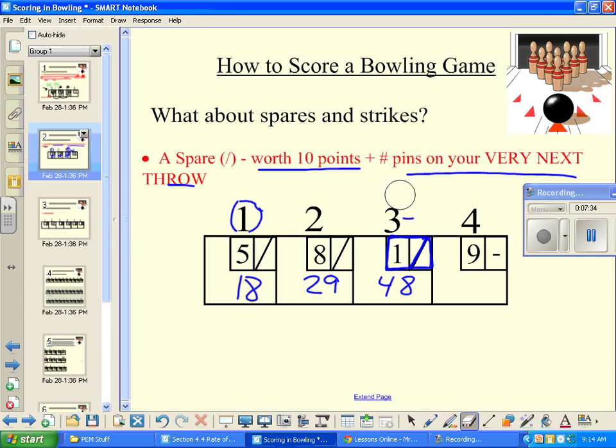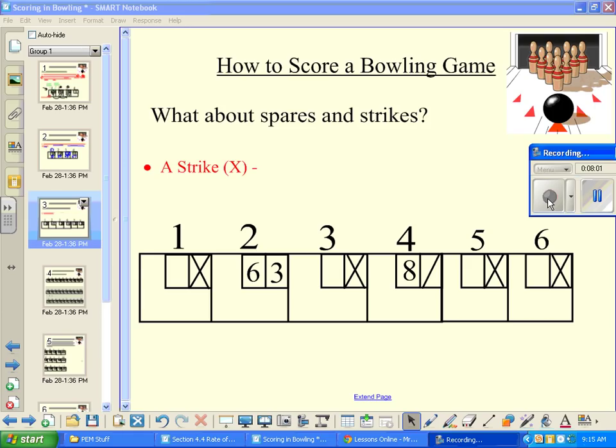In the fourth frame, you didn't get a mark. You just got 9 pins. And again, if you just get 9 pins, that means you just add 9 to your total. So marks are the only thing that make the scoring maybe just a little tricky. If you don't get a mark, you just add in how many pins you got down. But that's the idea with spares. You get 10 pins plus your very next throw. Again, I understand that can sometimes be a little tricky when you're trying to score a game, but that's how those work out.